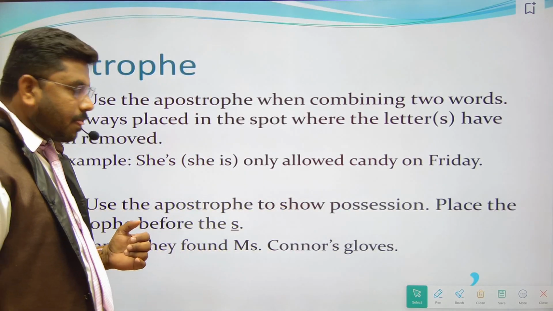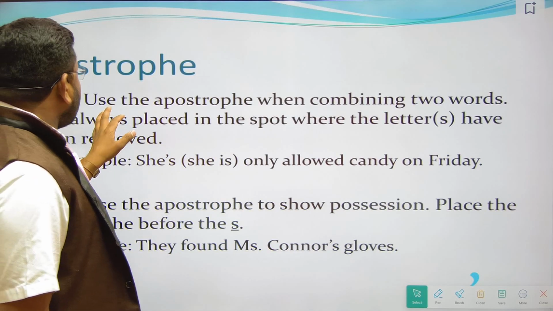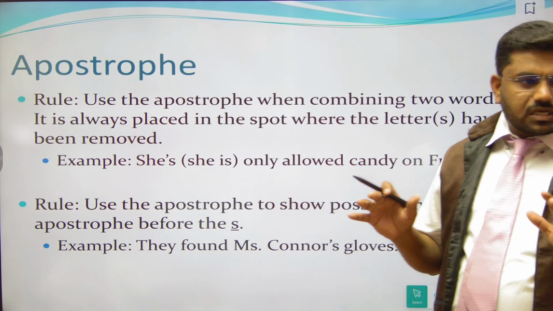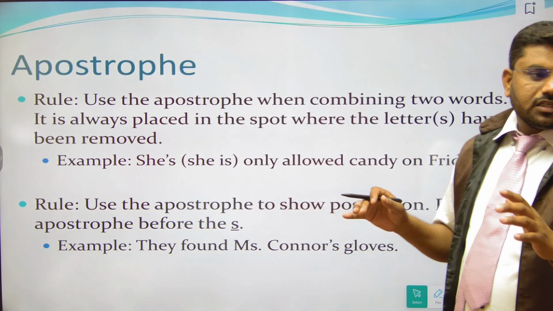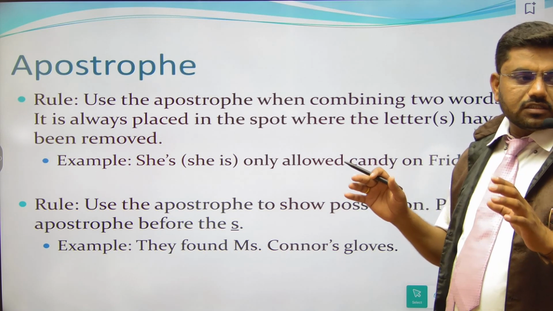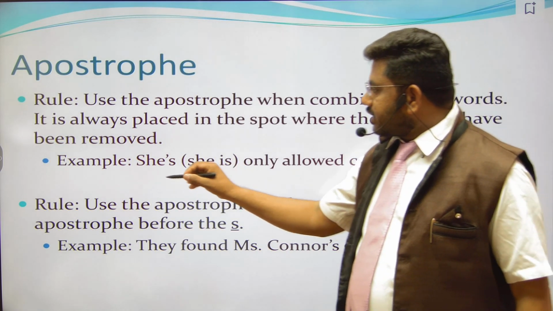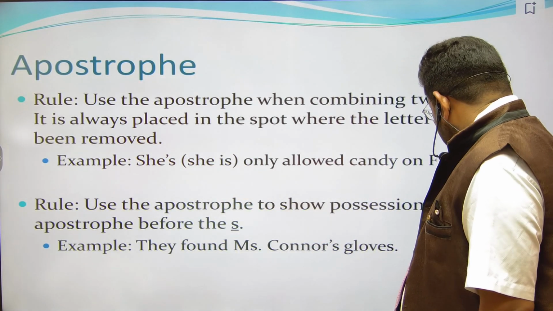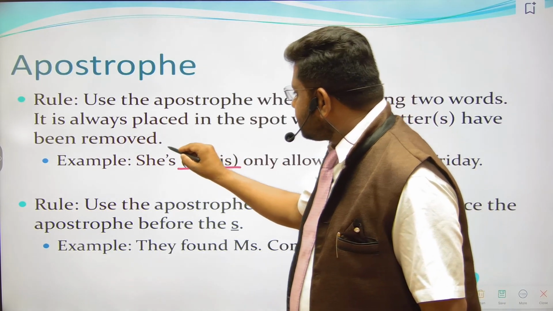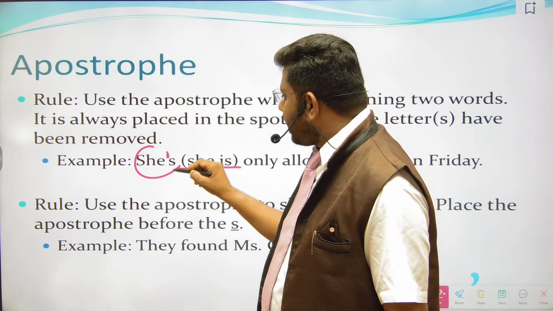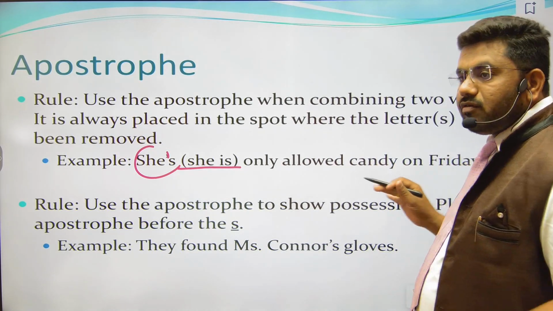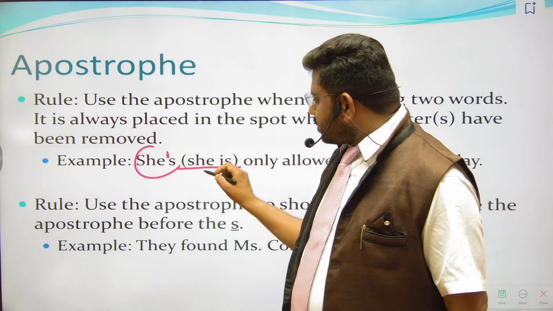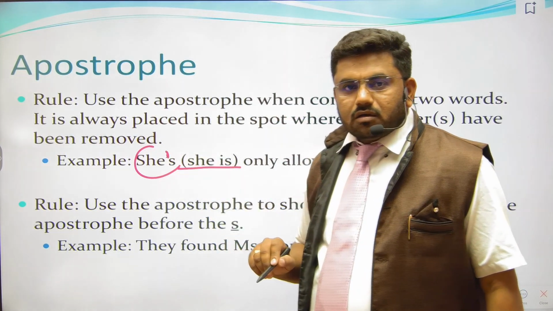Now see apostrophe. The first rule: use the apostrophe when combining two words. Apostrophes are used when combining two words. It is always placed in the spot where the letters have been removed. Suppose see one example here: she's, or she is, means what? She is, and that is where we have used the apostrophe. And yes, she is only allowed candy on Friday. That time if you want to write it short, she is, we can put an apostrophe here and write it.